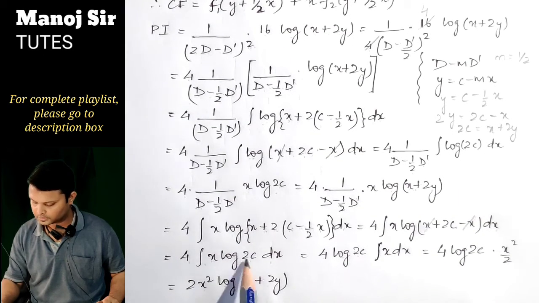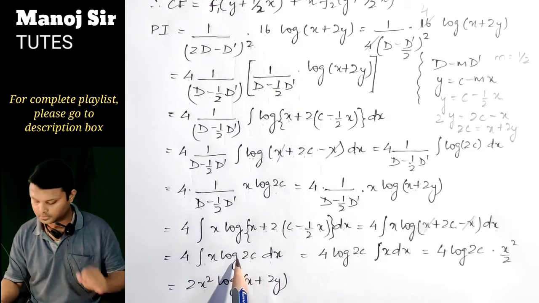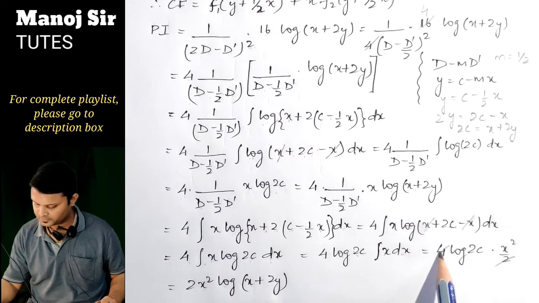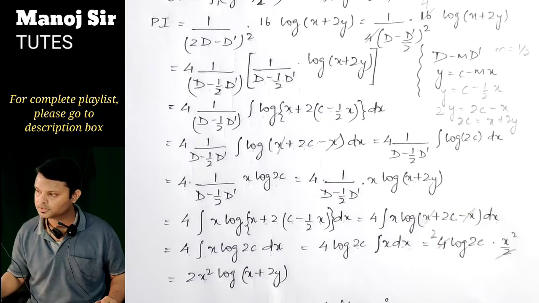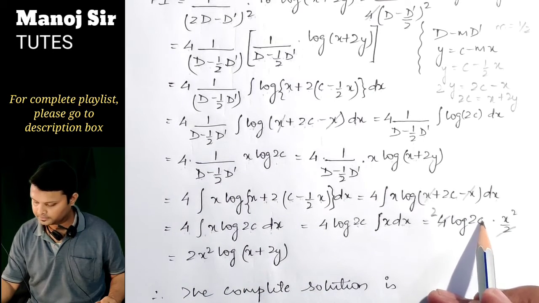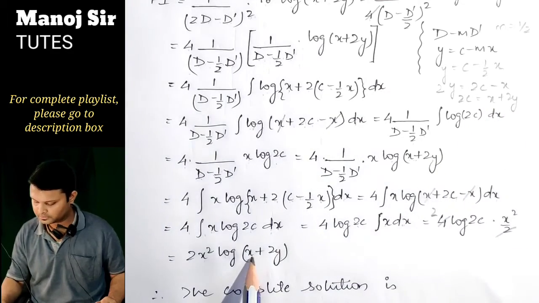Again x gets cancelled, what is left is 4 integration x log 2c, okay, dx. Now log 2c is a constant, so 4 into log 2c integration of x dx. Now integration of x with respect to x will become x² upon 2, so here we will have 2, so simply write this as 2 into x² into log of 2c, and in place of 2c we'll put x + 2y.